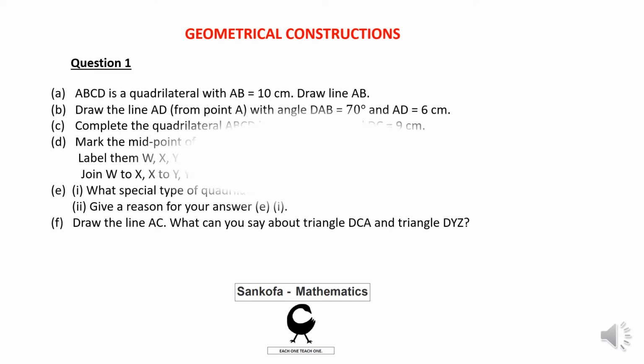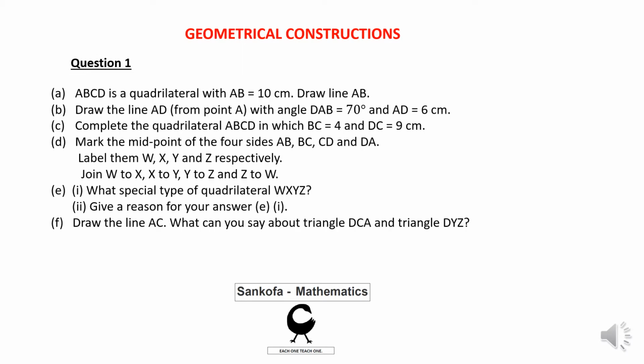You have got a bunch of questions here, and we are supposed to construct a quadrilateral with AB equal to 10, and then we're supposed to draw the line AB, and so on and so on. What is important here is that you pause and have a look at this particular question, and we're going to attempt to solve it.